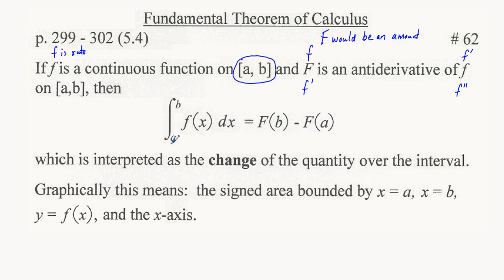And then we have the integral from a to b of little f of x dx equals big F of b minus big F of a, which is interpreted as a change in the quantity over the interval. Graphically, this means the signed area bounded by x equals a, x equals b, y equals f of x, and the x-axis.